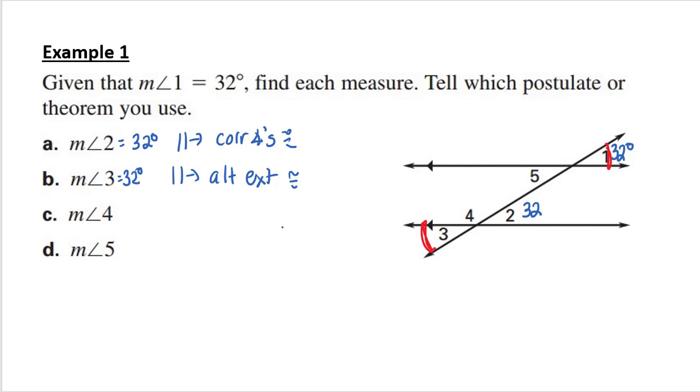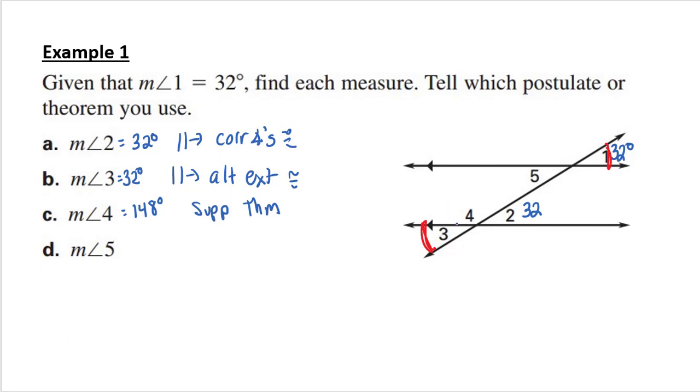Angle 4 is not a special angle pair with any angle, but it is supplementary with both angle 3 and angle 2, so it is 148 degrees. I guess the best theorem is the supplements theorem: two angles that form a linear pair are supplementary.